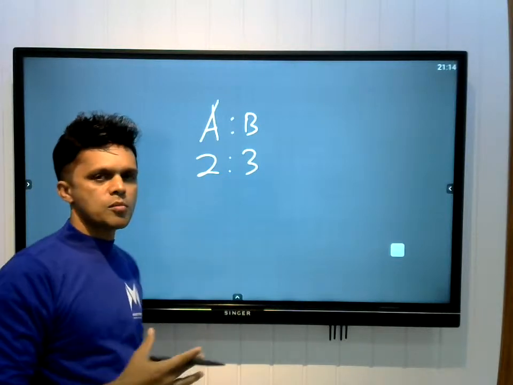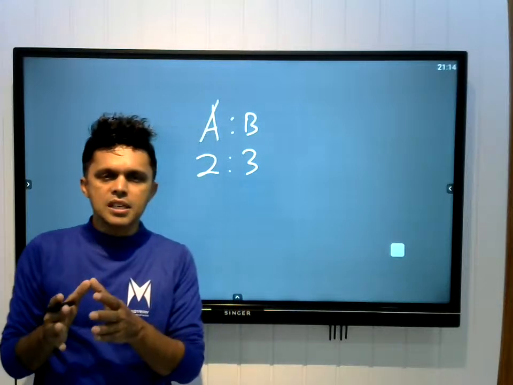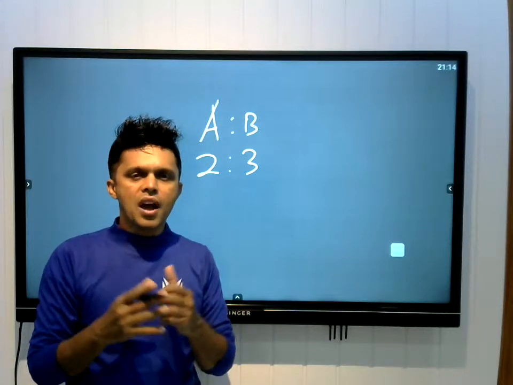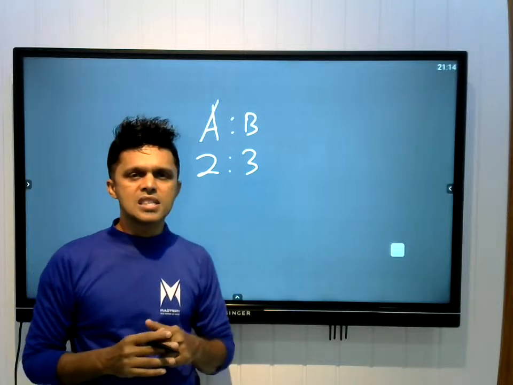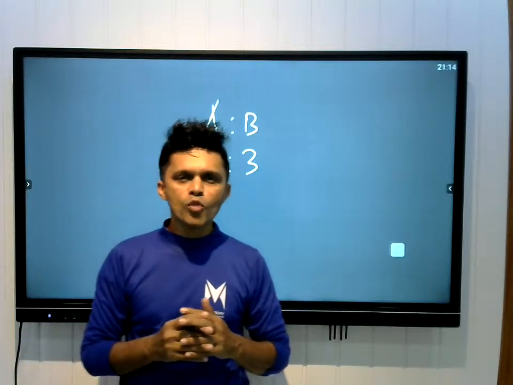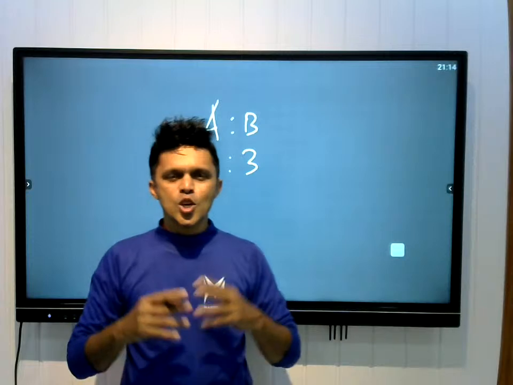A certain amount of money or certain article is divided between A and B in the ratio 2 to 3. This is read as 2 to 3.